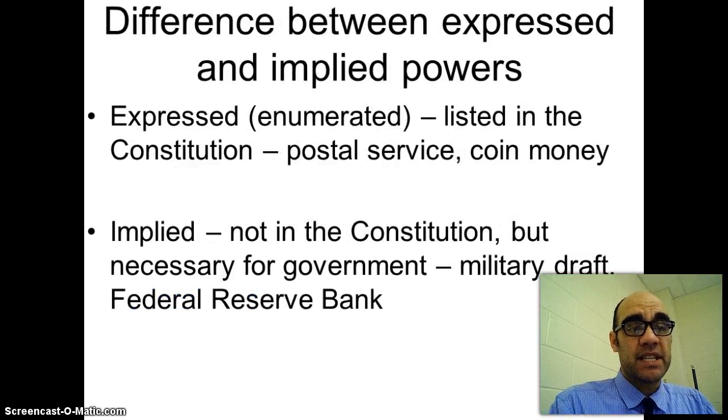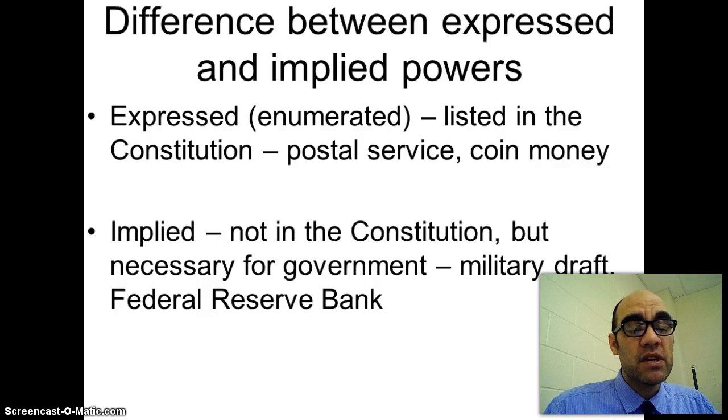So what's the difference between expressed and implied powers? Express powers are those that are listed specifically in the Constitution. Things like creating a postal service and the ability to coin money. These are powers that the writers of the Constitution gave specifically to the federal government.